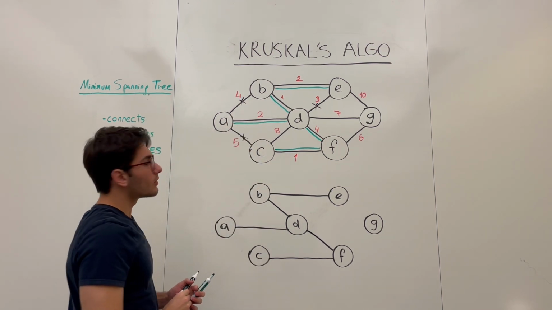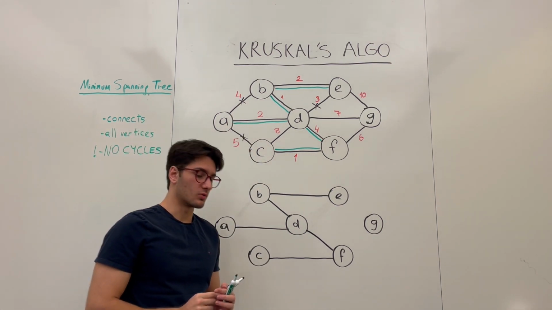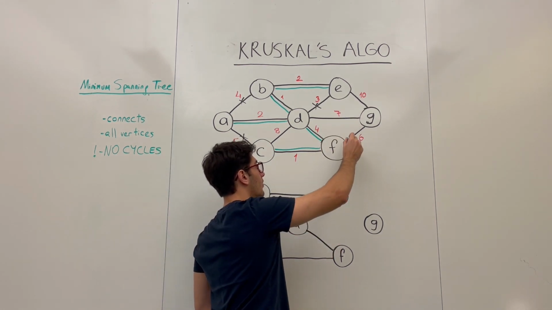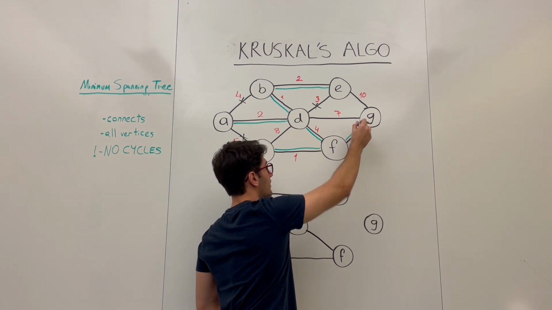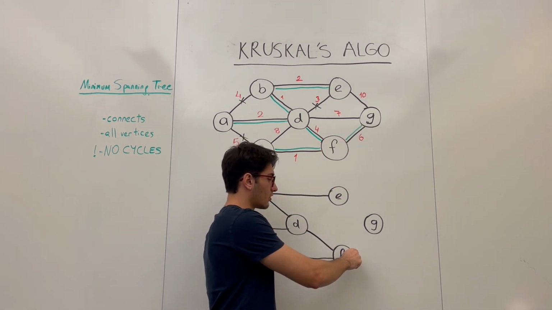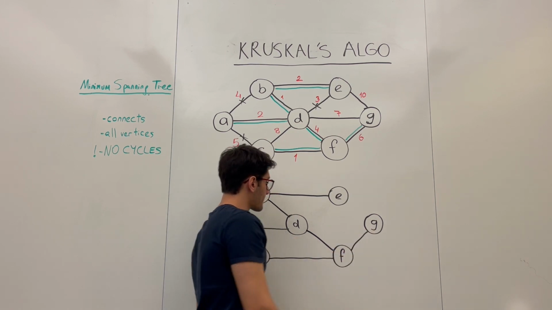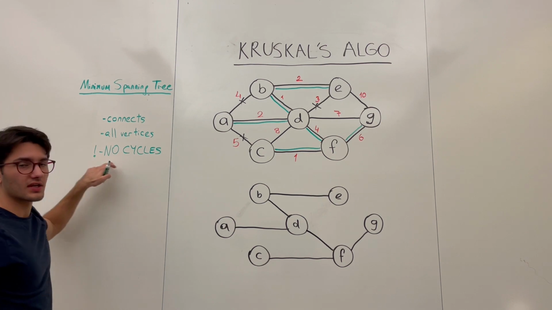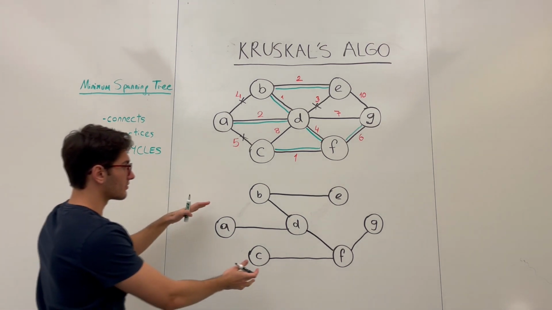And what is the next edge with the smallest weight? We see we have 6, 7, and 10. And obviously 6 is the smallest among them. And we connect F to G. And let's show it in our subgraph here. And now we can see that we connected all the vertices and we contain no cycles. So this is a minimum spanning tree.